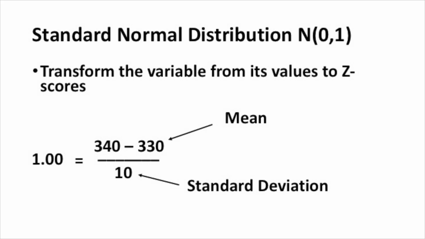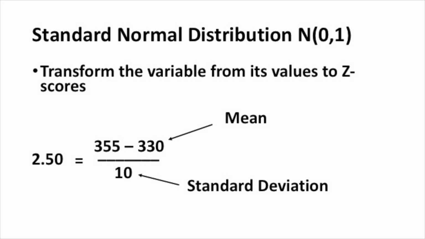One of the values we are interested in was 340. So that's the value of the variable. You subtract from it the mean of 330, divide by 10, and you get a z-score of 1. That tells us 340 is one standard deviation above the mean. The other value we were interested in was 355, which is 2.5 standard deviations above the mean.